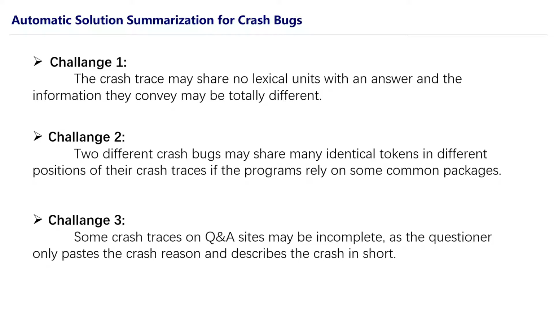However, there is no such approach designed to produce solutions for crash bugs. There are several challenges. The first one is the crash trace may share no lexical units with an answer and the information they convey may be totally different. The second one is that two different crash bugs may share many identical tokens in different positions of their crash traces if the program relies on some common packages. Thus, traditional information retrieval methods will bring bias and not work very well. The third one is that some crash traces on QA sites may be incomplete, as the questioner only pastes the crash reason and describes the crash in short.